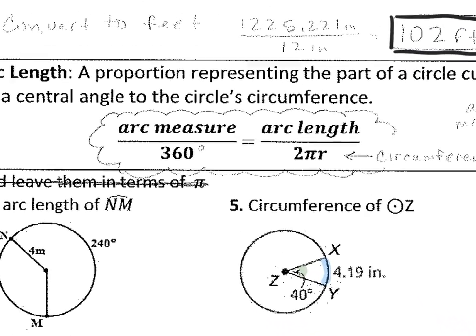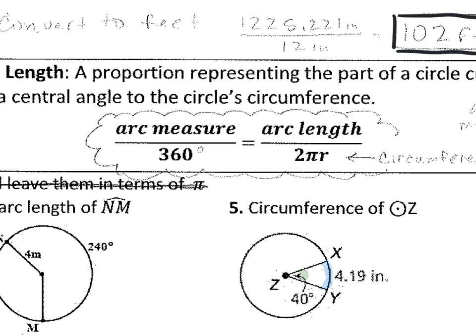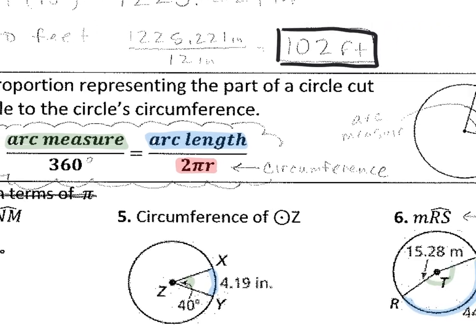If you want to put a nice cloud around this, this is the formula you're using. Again, your arc measure is the degrees. Arc length is a unit of length, so like meters, centimeters. And your 2 pi r is your circumference, which we can find using our skills from middle school.